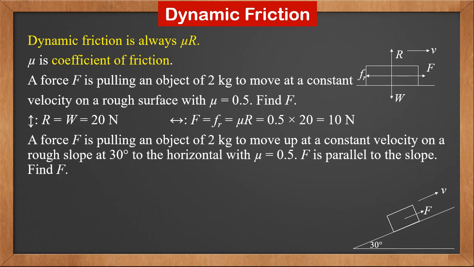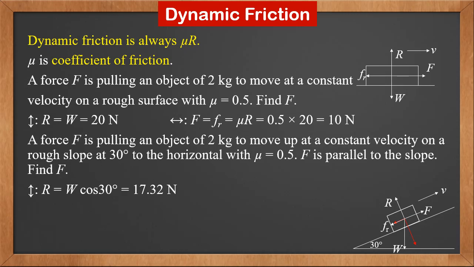First, sketch the force diagram. There's weight, normal reaction. Since the object is moving up the slope, the friction points down the slope. Resolve weight in both directions. Since the object is in equilibrium, vertically, R equals the weight's vertical component, which is W cosine 30 degrees.